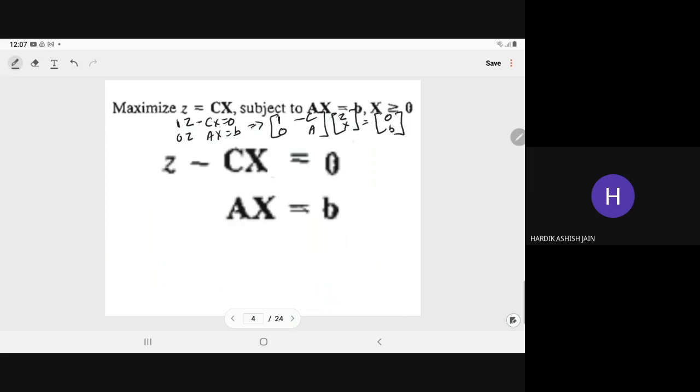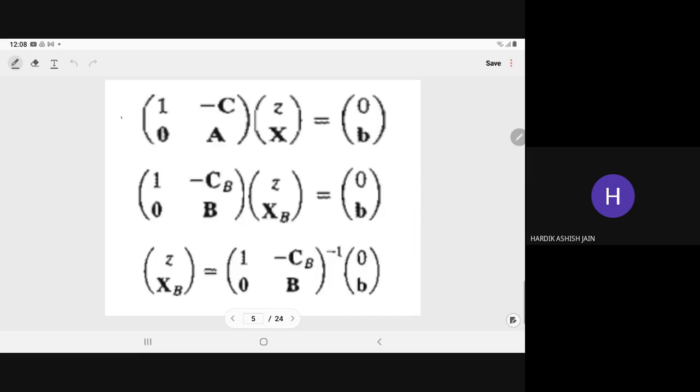Now we require the value of z, right? So what we have to do? We have to take the inverse of this matrix. So z and x equal the inverse of the matrix 1, minus c, 0, A, times 0, b. That we will do.